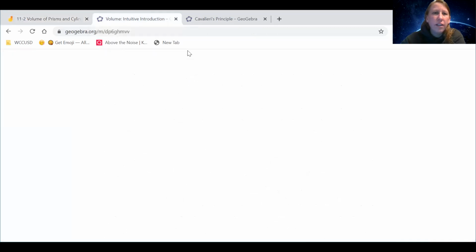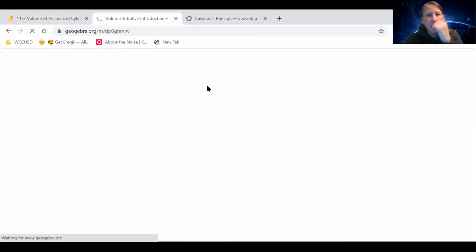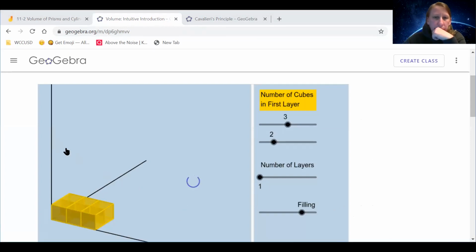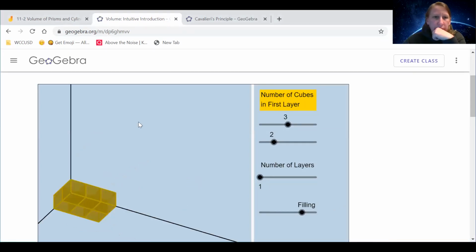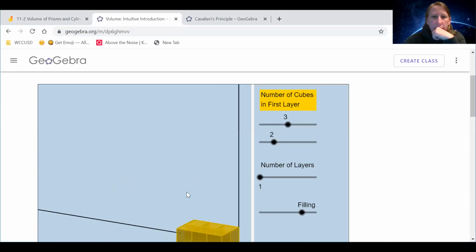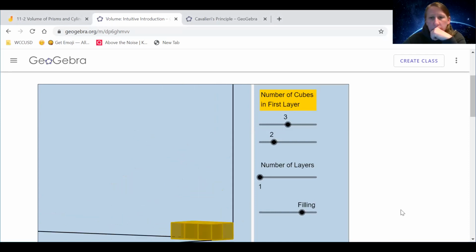Some people were having some problems visualizing this in class, so I pulled this up. Let me see if I can get it. It's having trouble loading. There we go. Okay. So this is kind of a fun thing to play with to help you visualize volume.